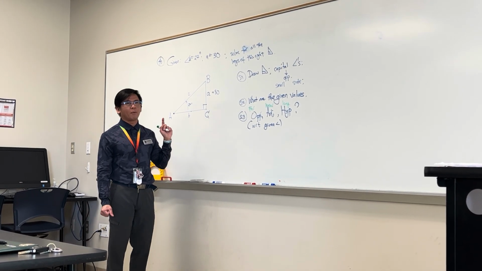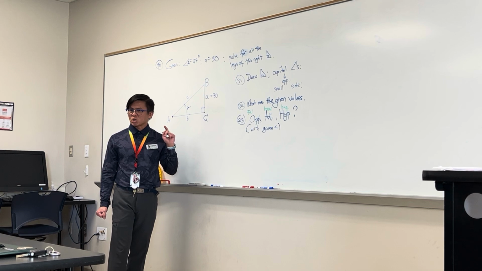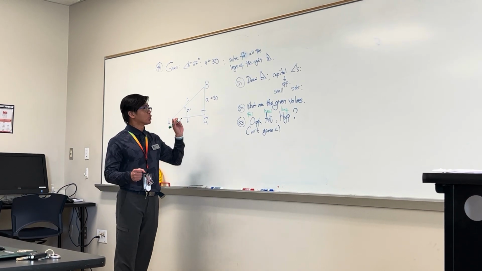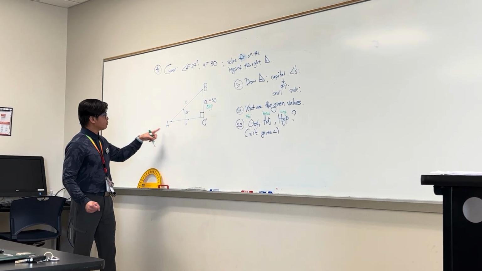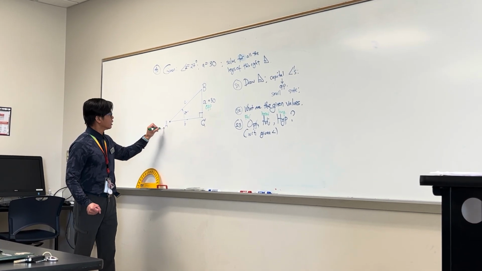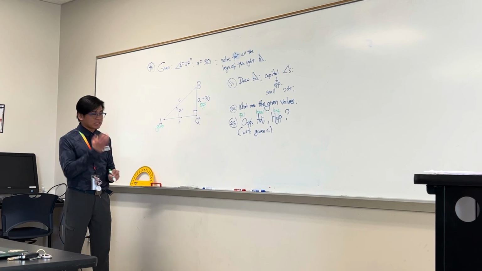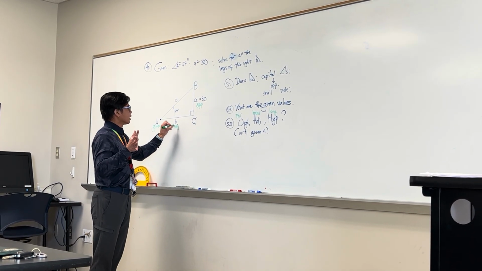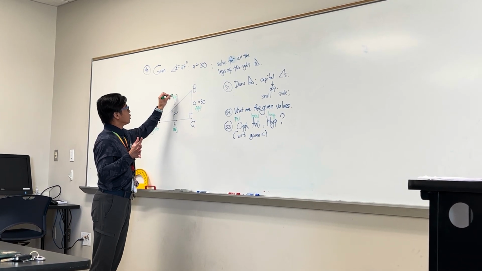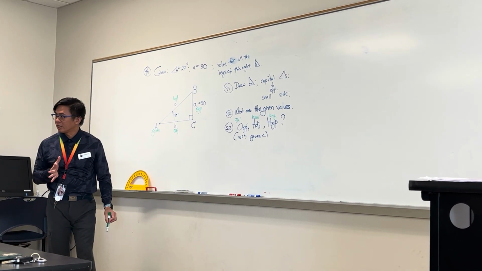So which one is your opposite? Opposite. Small letter a. So this is your opposite. Good. Again, that's with respect to this angle, the given angle, right? Which one is your adjacent? B, right? So this is your adjacent. And the longest is always your hypotenuse, right?